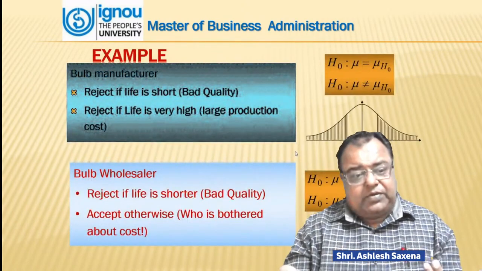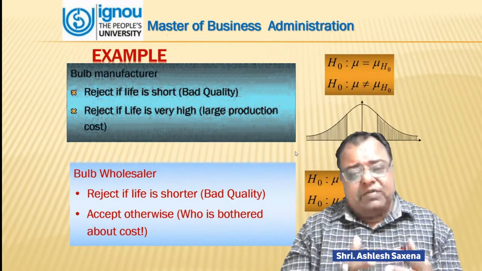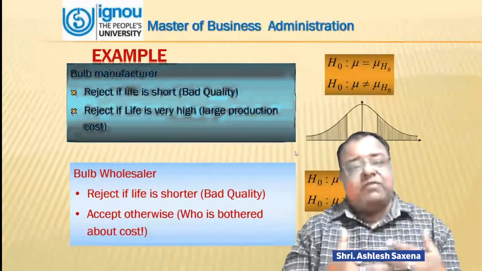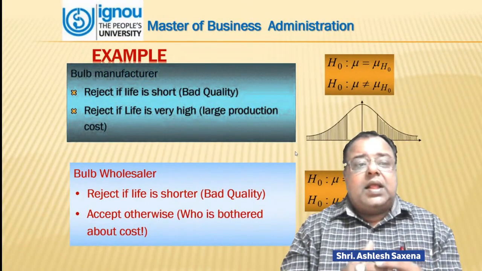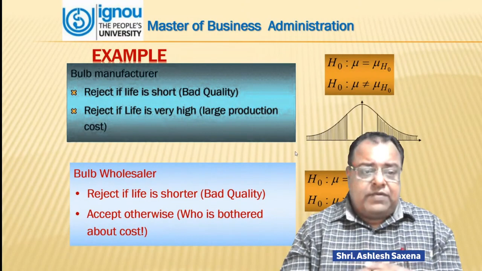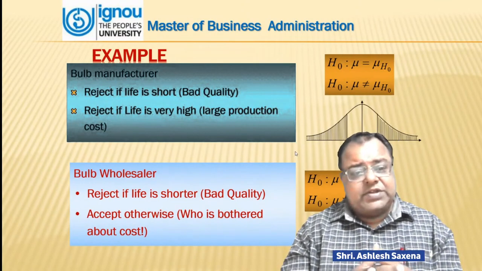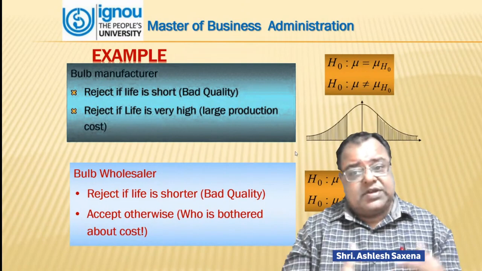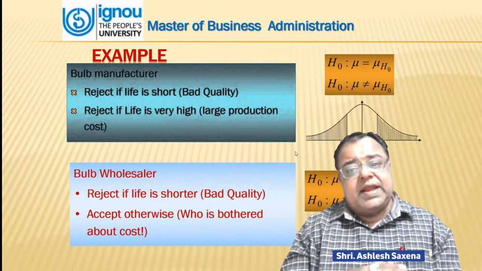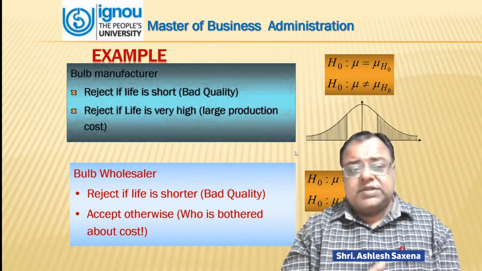There are examples which depict how we can apply and how we can start with the testing of hypothesis. Suppose we take up an example of a bulb manufacturer. Reject if the life is short, that means it is of bad quality. Reject if the life is very high, that is large production cost. In that case, we can say that H0 is mu equal to mu H0. This is the null hypothesis, and the alternate hypothesis is H1: mu is not equal to mu H0.